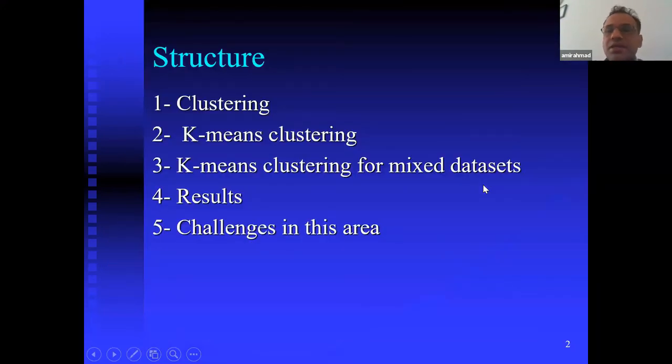Okay, so this is the structure of this presentation. First I will discuss the basics of clustering, and then k-mean clustering, the basic k-mean clustering algorithm, and then the proposed algorithm for k-mean clustering for mixed data set. I will present some of the results and the challenges in this area.